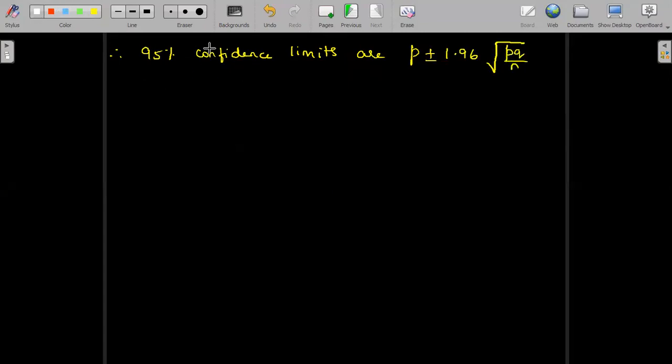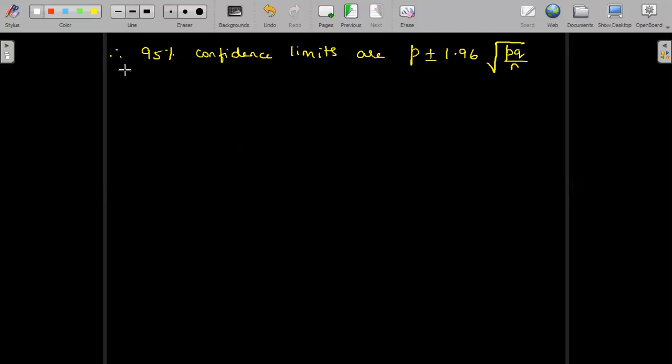If it is 95% confidence limits, then it is P plus or minus 1.96 into square root of PQ by N. If it is 99% confidence limits, then it is P plus or minus 2.58 into square root of PQ by N. That is 95% confidence limits is same as saying confidence limits for 5% level of significance. The other one, 99% confidence limits, is one and the same as saying confidence limits for 1% level of significance.